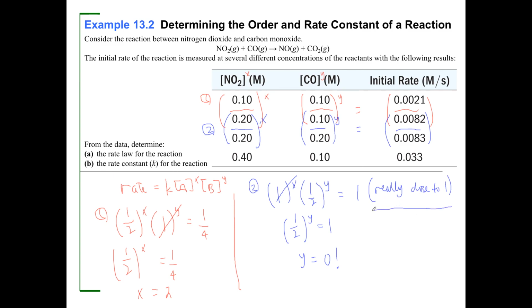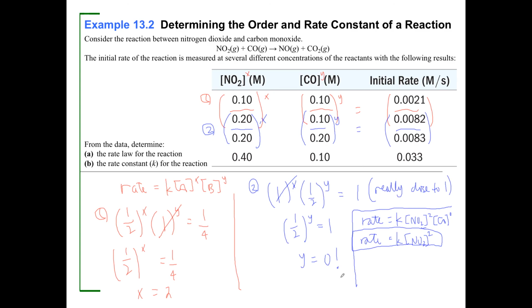Okay? So determine the rate law for the reaction. We're ready to state the rate law. Rate is equal to k times nitrogen dioxide squared, times carbon monoxide to the 0, which is really k[NO2]^2. Agreed? So there's my first answer. Rate is equal to that.